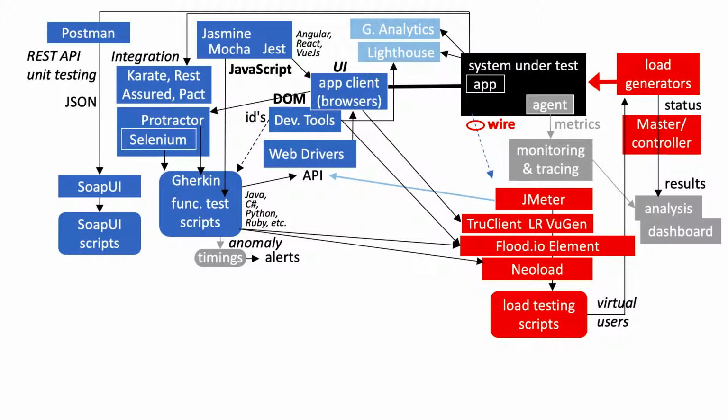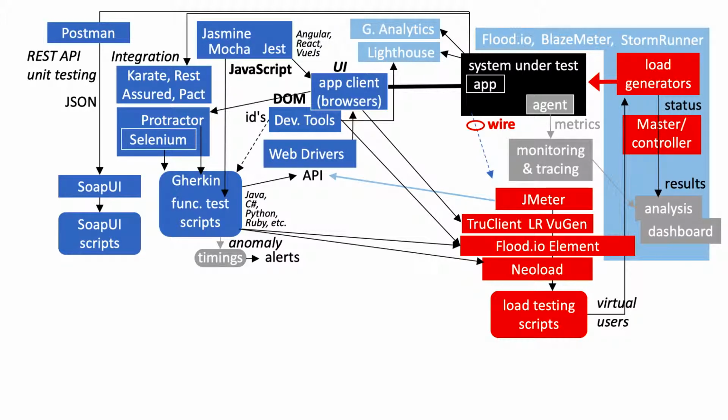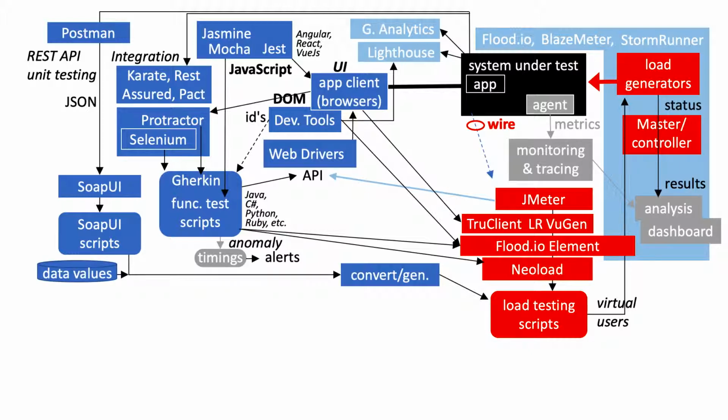This keeping track of each user's browser memory can take up a lot of RAM. So cloud-based services make sense to use a lot of load generators for a short time, making cloud more affordable than having to buy a bunch of on-premise servers. Cloud services include StormRunner, BlazeMeter, Flood.io, and others. To load test APIs, tools such as LoadUI automatically convert SoapUI unit testing scripts into load testing scripts. SoapUI and Pact files have the advantage of containing data values specified during recordings.